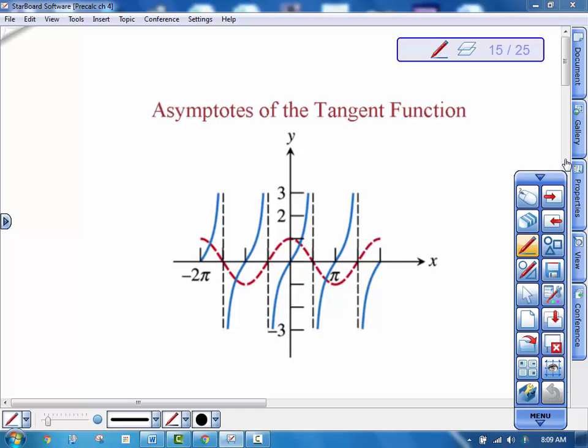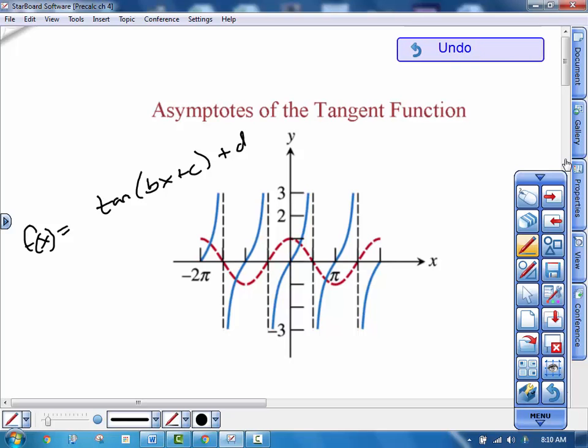I've got some information on the formula sheet for you. So our standard form is going to be f of x equals a tangent of bx plus c plus d, again, where we can change the period, we can shift left or right, and we can move it up or down, and also stretch it vertically. Most of the time we won't deal with vertical stretch. It's a little hard to see anyway because it'll look the same, but it'll just be a little narrower.